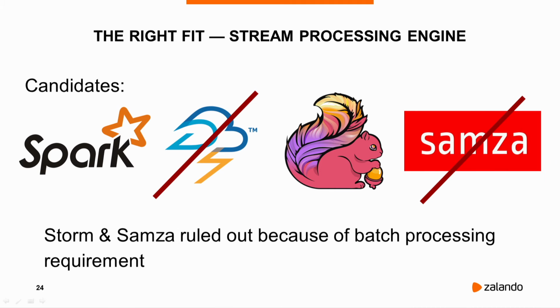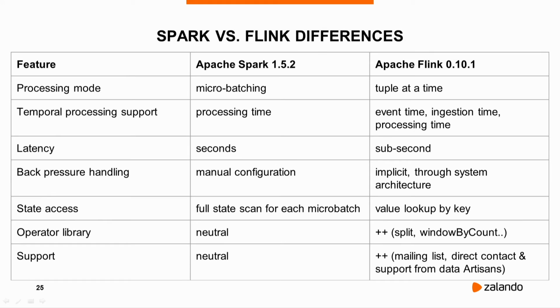So we did some POCs for our use cases, and I'd like to present to you the differences between Spark and Flink. We evaluated Spark 1.5.2 and Flink 0.10.1. Of course, regarding the processing mode, as all of you know, Spark uses microbatching, and Flink processes one tuple at a time. Regarding temporal processing support, in Spark we only had the processing time, while Flink also enables us to use the event time and the ingestion time.